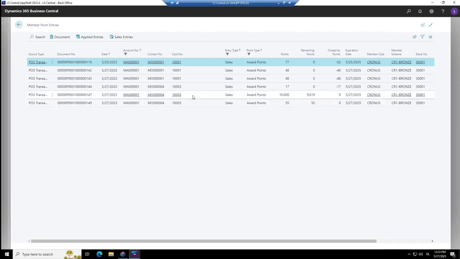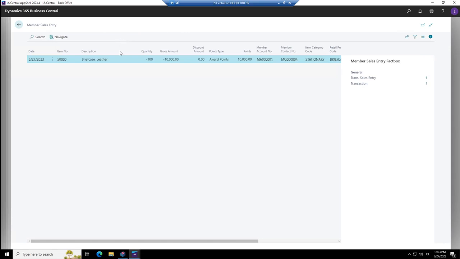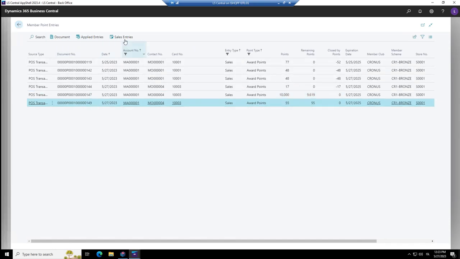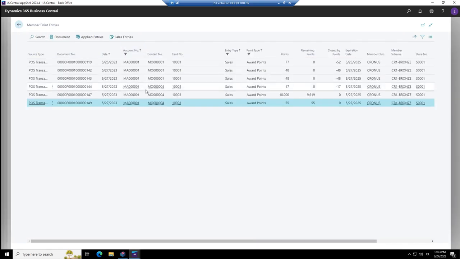And we even have, remember the one that we sold 100 briefcases? So this is what it was. We can always even look at the sales entries. What is behind this line? Exactly, we saw the 100 in quantity. If we go to another one, this one here, the last one, sales entries, we'll see that he bought these 2 items. So we can always look at everything.